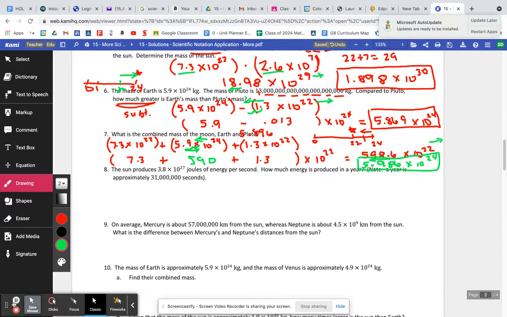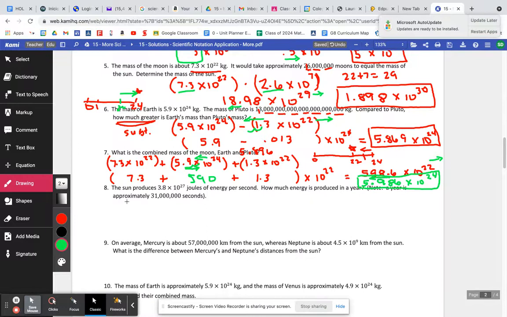Okay, number 8. The sun produces 3.8 times 10 to the 27 joules every second. How much energy is produced in a year? Okay, note a year is approximately 31 million seconds. So we have 3.8 every second and we have 31 million seconds. So let's multiply those things together. So we're going to go 3.8 times 10 to the 27. That's per second, and we have 31 million seconds.